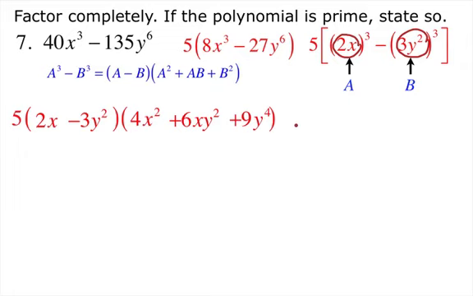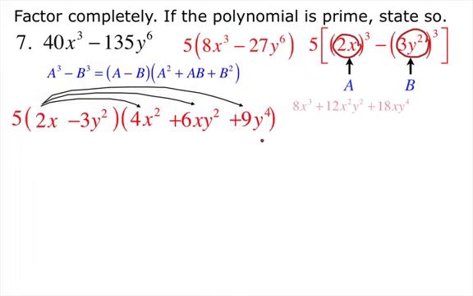Take the time to actually check your work by distributing this binomial times the trinomial. If you multiply the 2x times the trinomial, this is what you get. The second term in the binomial times the trinomial.